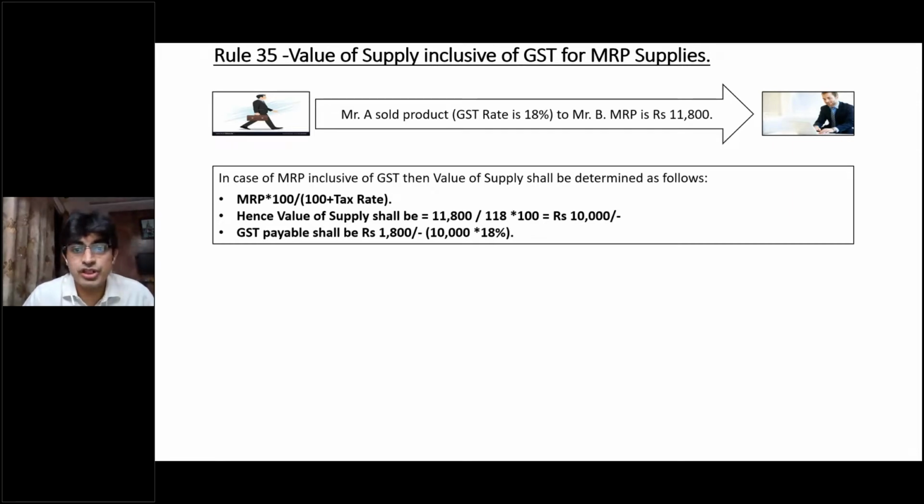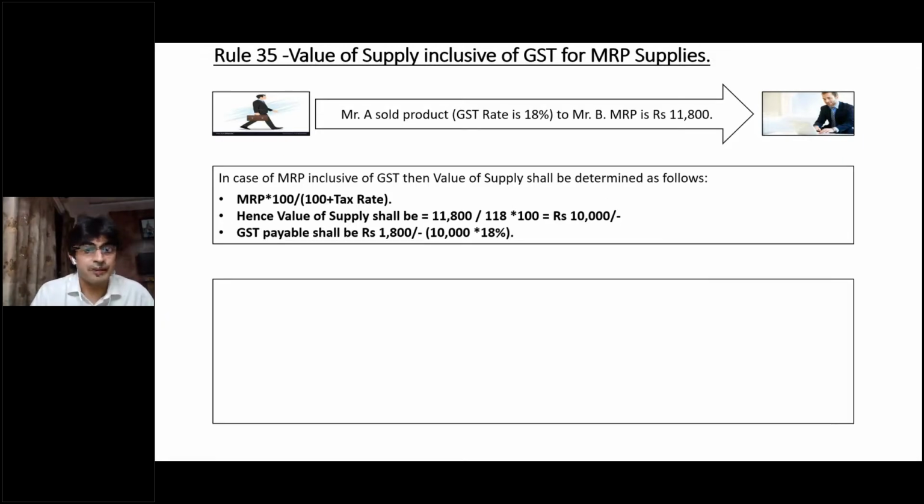Clear? So MRP valuation is what? MRP is always inclusive of GST. Value of supply will be by reverse working. आपको reverse working करना है. So if it is 11,800 and GST rate is 18%, do the reverse work. 11,800 into 100 divided by 118. Clear? So this is MRP.